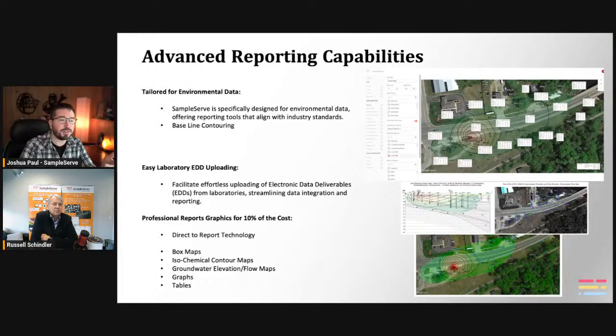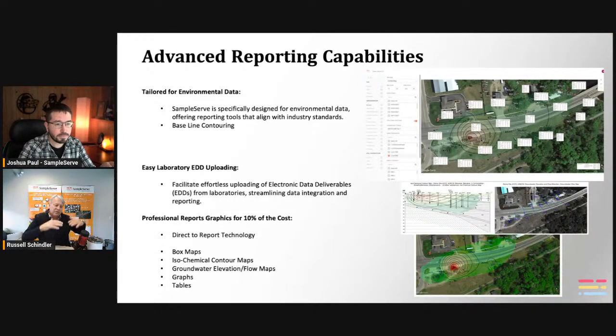And Russell, what's your favorite thing about the reporting capabilities? Well, the fact that it's so fast, right? You can literally still have your guys out in the field, and if they've synced all their data, you can do a groundwater contour elevation before they even leave the site. That groundwater flow map, because you have that data, you can generate those graphics right away. Within literally seconds of the lab uploading the data, you can do these data box maps, these isochemical contours.